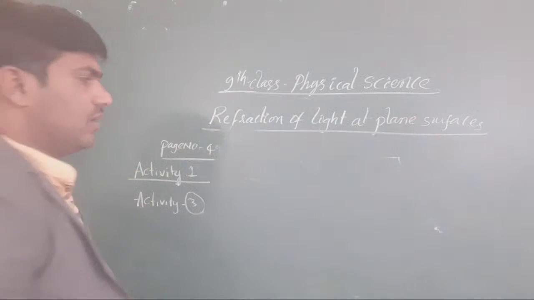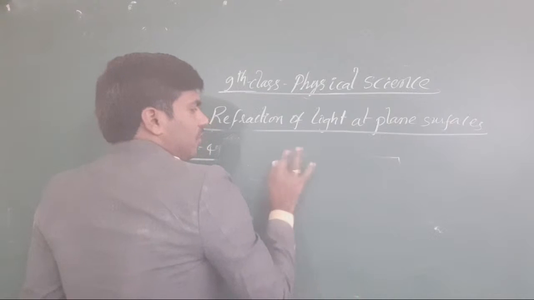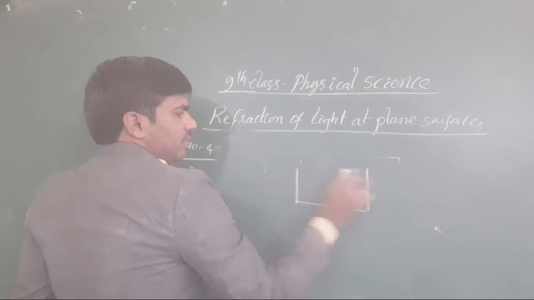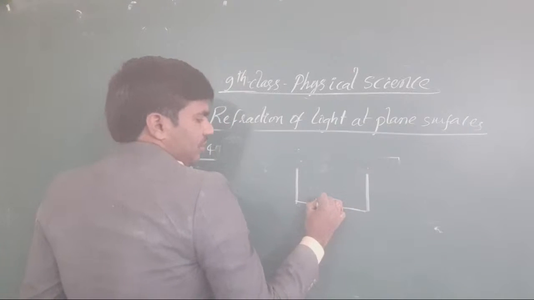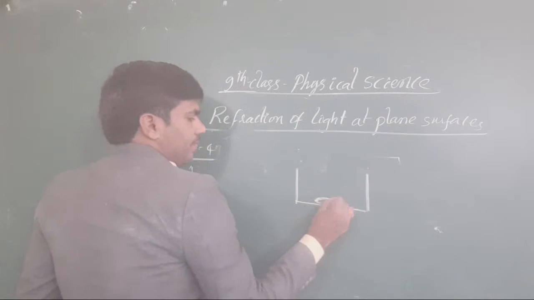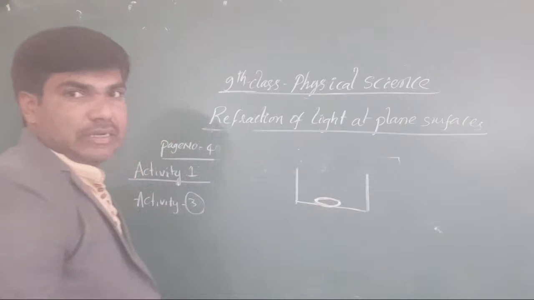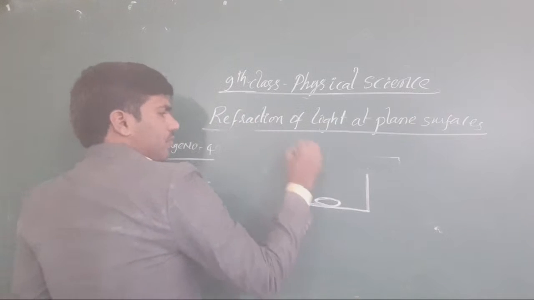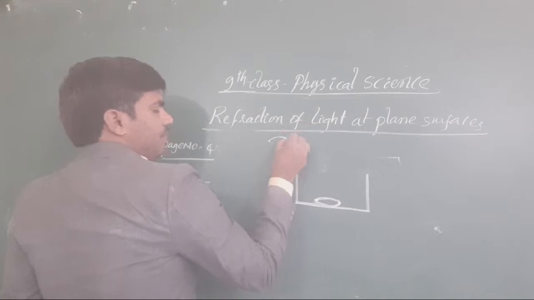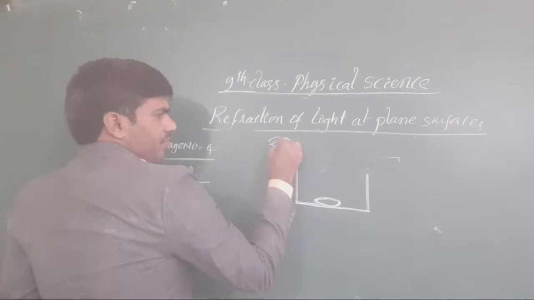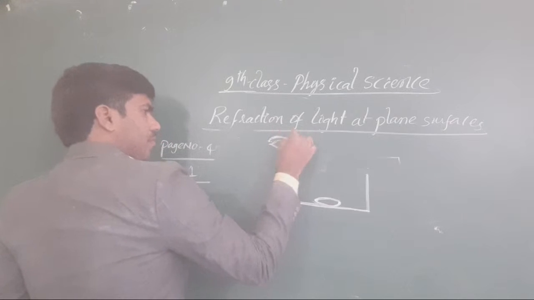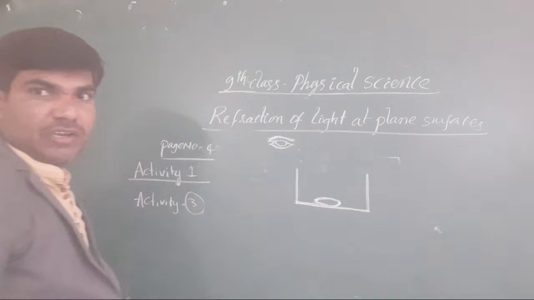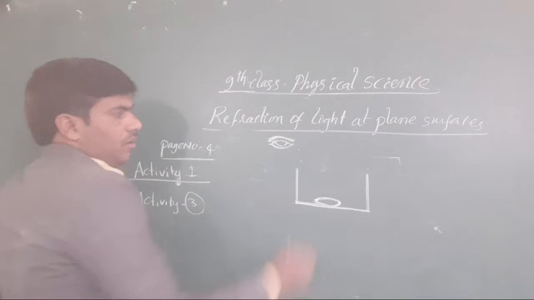First you take here, without the water, there is a coin we have taken here. In this particular position I have taken the coin. Okay, got it or not? Yes, and here this is our eye, where we have taken our eye position. Our eye position is here. Got it?